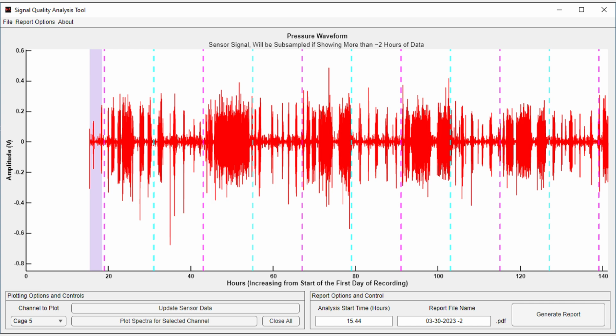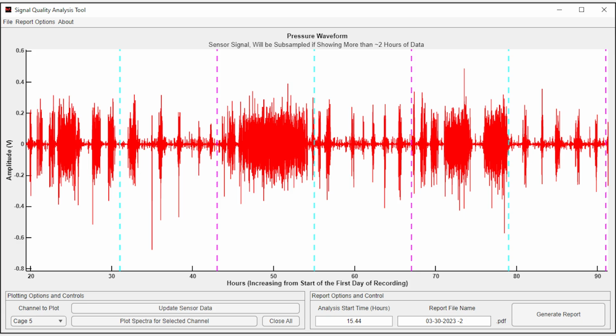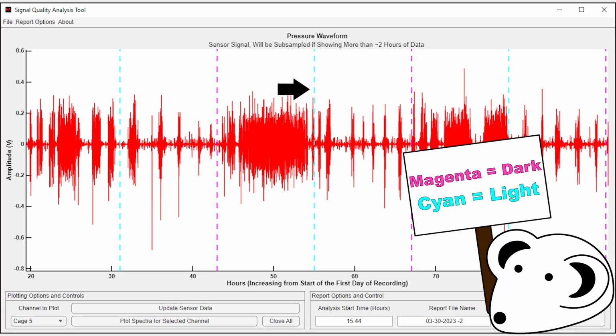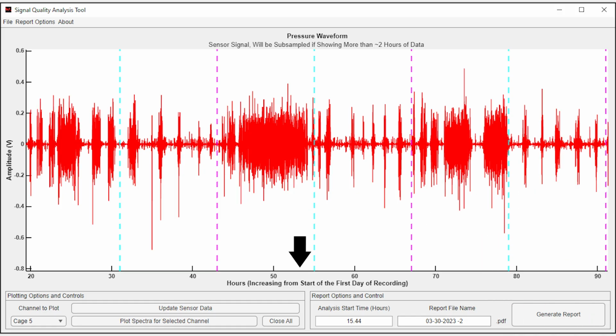Let's zoom in to better fill the screen. This recording lasted for about 5 days. The vertical bars denote the light and dark onsets in the room. The x-axis is in hours, and the y-axis is in volts. This shows the pattern of rodent activity.